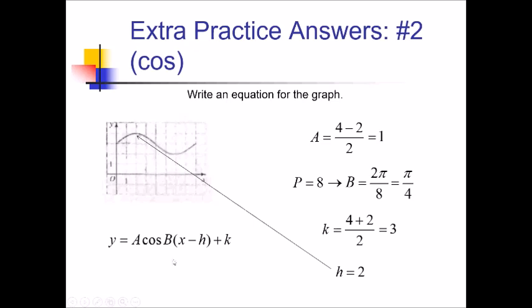Plugging things back in, I still have an invisible 1 for my a value. Now I've got cosine of pi over 4 instead of sine of pi over 4. We have now x minus 2 in a parentheses next to that, and the value of plus 3 has remained unchanged outside there.